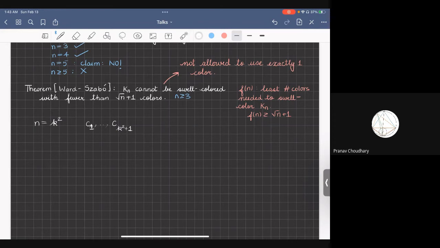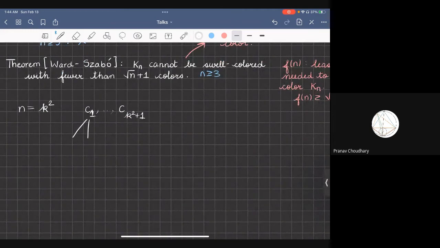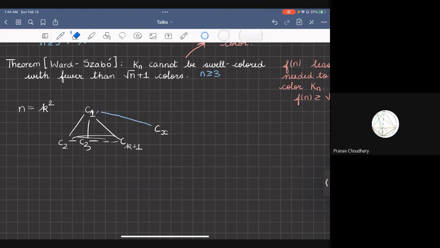So let C1 be connected to C2, C3, and so on till C(k+1) with the same color. Now if you consider any other edge connected with C1, let's say CX, it has some other color. Let's say it's red, and the others are white. Okay, fine, blue works.